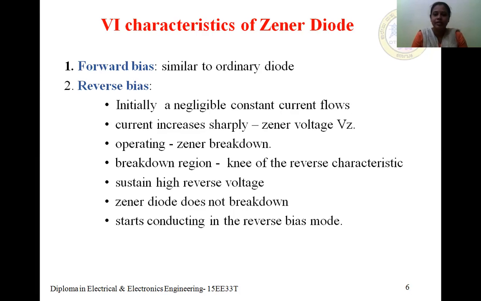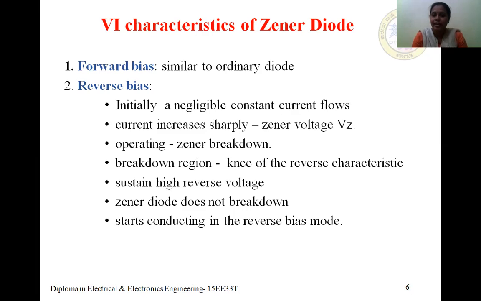So once again, I'll repeat this one. In the VI characteristics of the Zener diode, the forward bias is similar to an ordinary diode. In the reverse biased condition, initially a small negligible current flows, and then the current increases sharply at the Zener voltage Vz. That operating region we call the Zener breakdown region. This point where the sudden increase of current occurs we call the knee point. At this very high current the Zener diode is able to sustain.